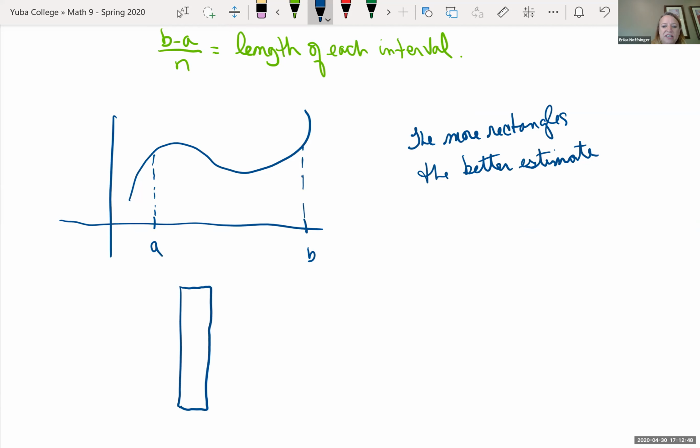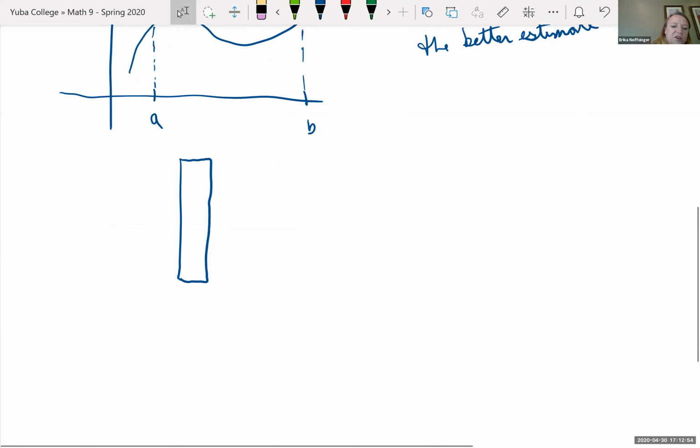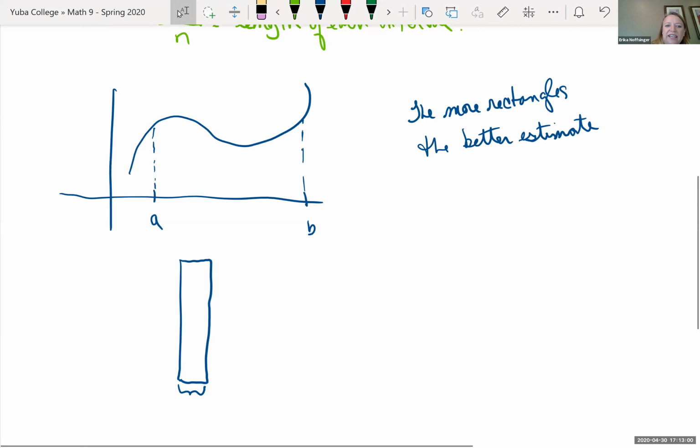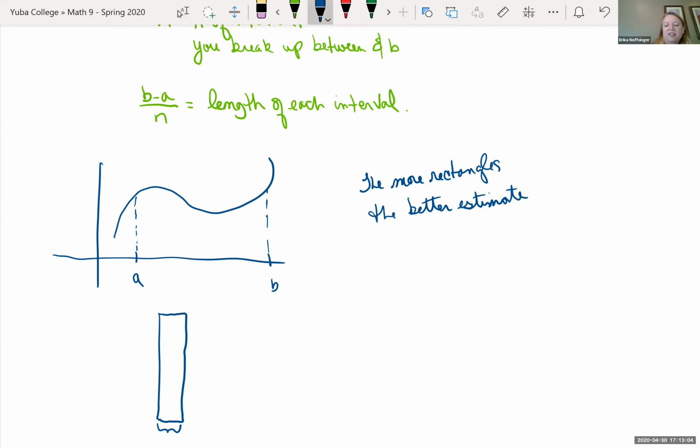Okay, so let's say we took one of these rectangles outside of our curve and just kind of talk about it. So we are going to call this value in here, that, remember, is the length: B minus A, the length of the interval that we are finding the area of, divided by the number of rectangles we're trying to get. We're going to call this delta X.